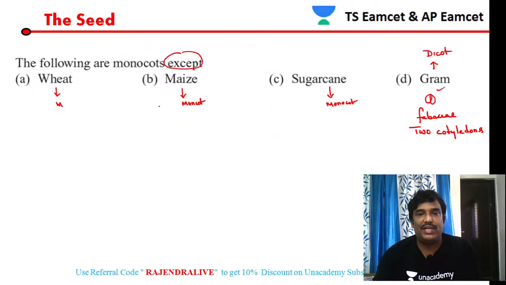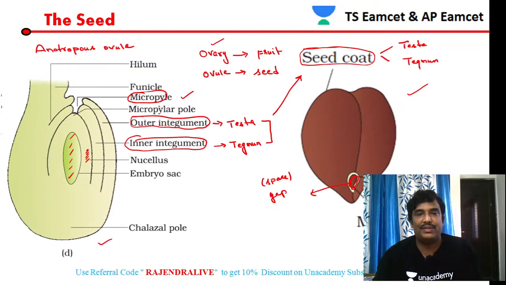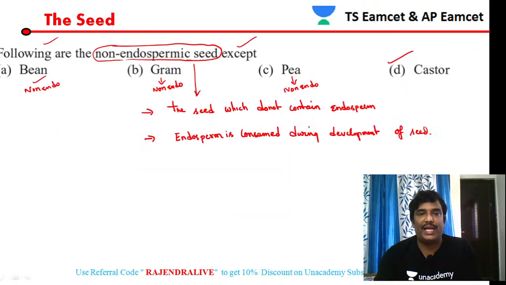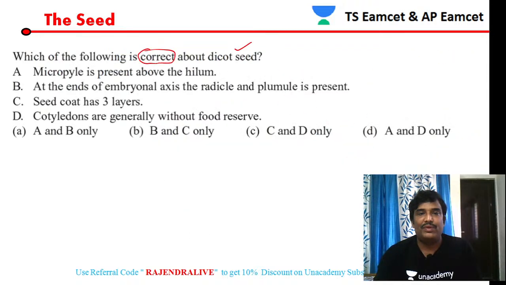So let us see in the diagram. Where is micropyle present? If you see the diagram clearly, hilum is present above micropyle. So micropyle is present below hilum. Below hilum we have micropyle actually. So statement A will be a wrong statement.